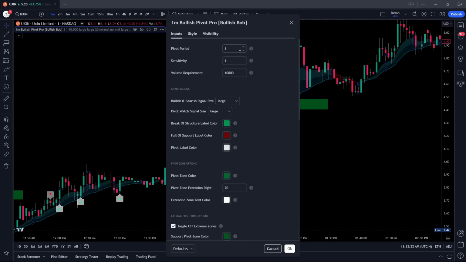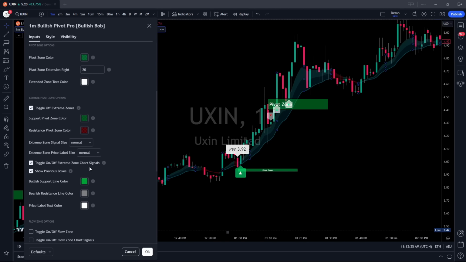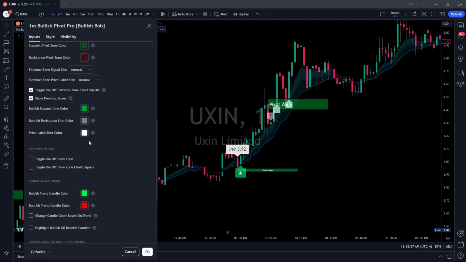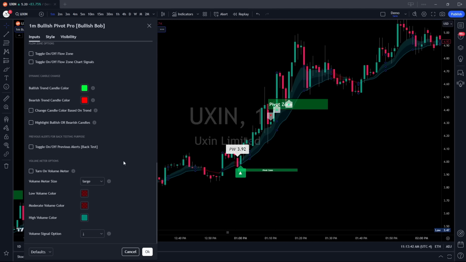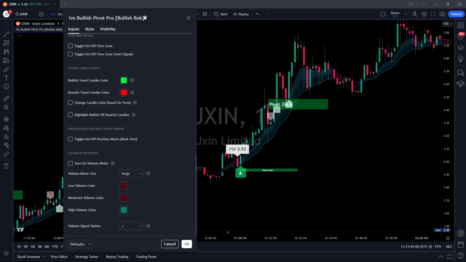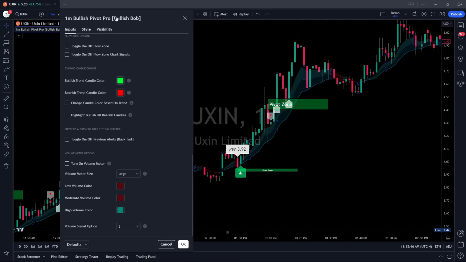Double click on the indicator to open up the settings again. Dive back in here. Again, take your time, go through all this, guys. There's a lot in here. They're each labeled in different categories. Towards the bottom, though, you're going to see the dynamic candle change. That's what we want to see here.